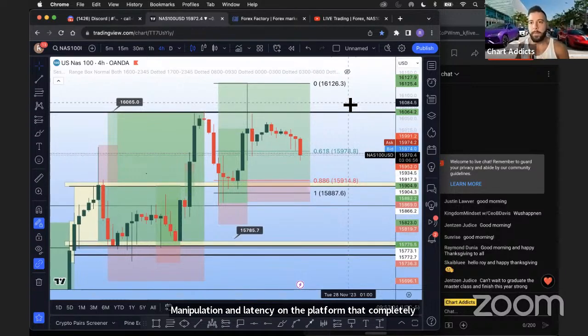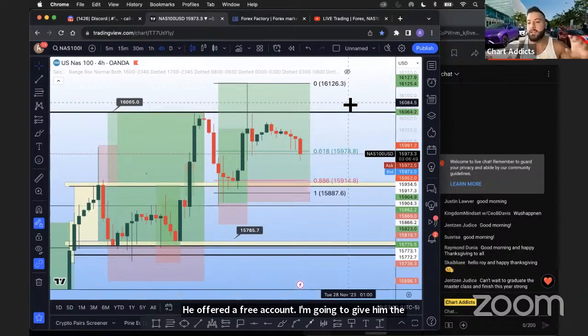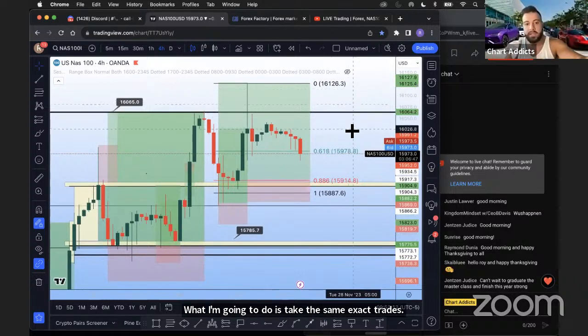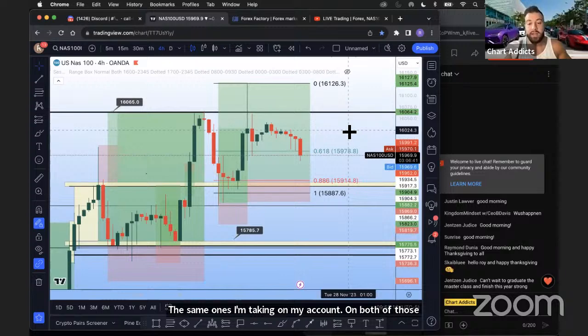So he offered a free account. I'm going to give him the benefit of the doubt and try it again. What I'm going to do is take the same exact trades that we're all taking here, the same ones I'm taking on my account, on both of those platforms. And I'm going to see the difference in profits based on the trading conditions. And we're going to have our answer. Which one is going to have the better trading conditions for this strategy?